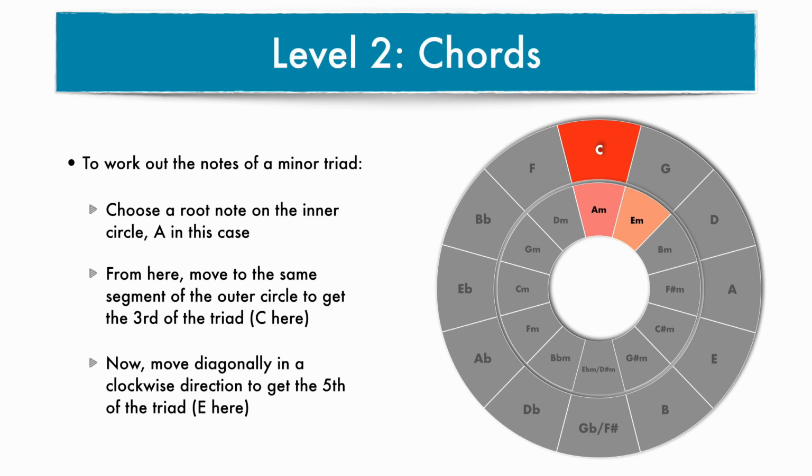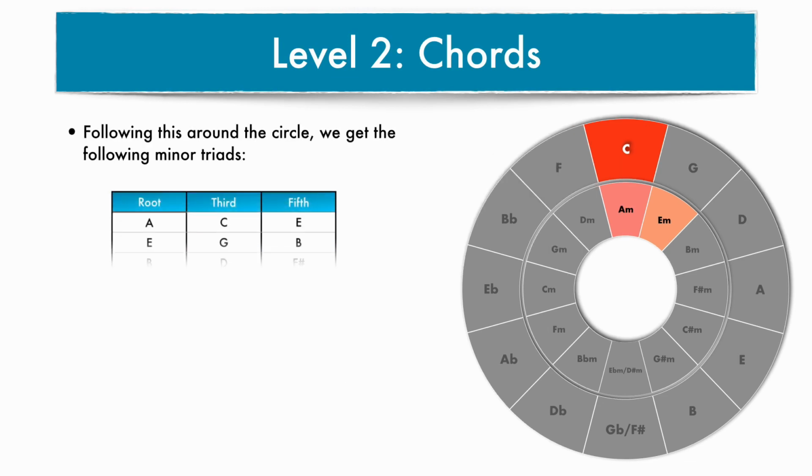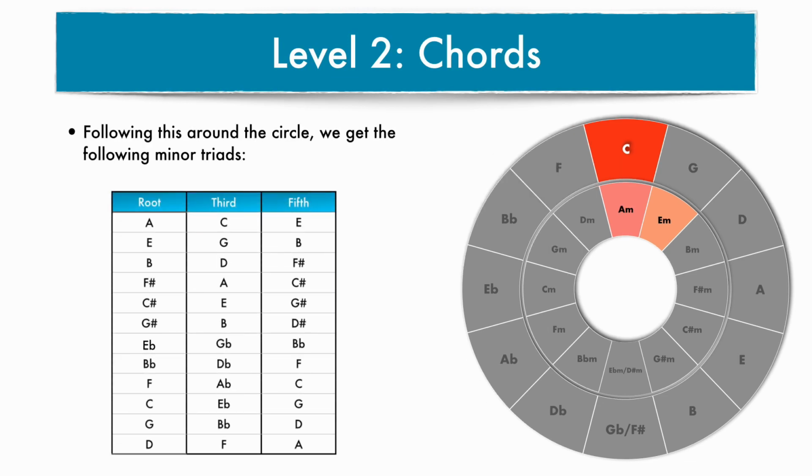And once again, when we map them around the entire circle, we get the following minor triads: A, C, E; E, G, B; B, D, F sharp; F sharp, A, C sharp; C sharp, E, G sharp; G sharp, B, D sharp; D sharp, F sharp, A sharp, or E flat, G flat, B flat; B flat, D flat, F; F, A flat, C; C, E flat, G; G, B flat, D; and D, F and A.